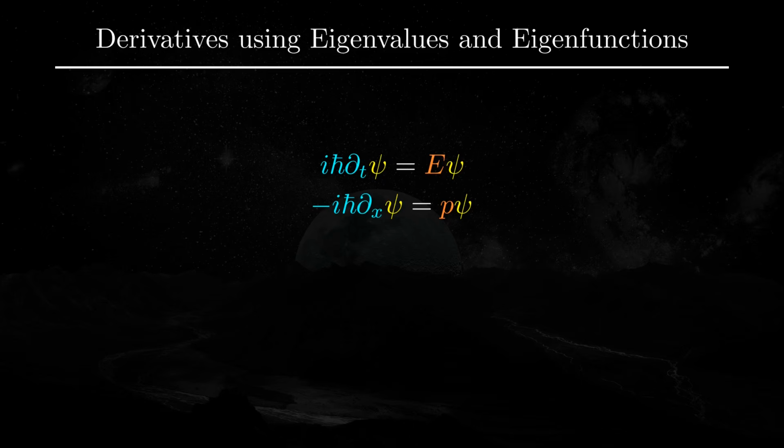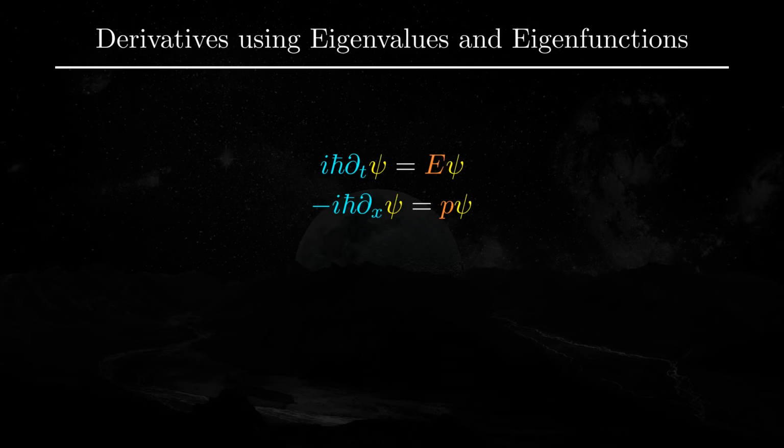So one of the core axioms of quantum mechanics is that energy is a particle's wave function waving across time, and momentum is a particle's wave function waving across space. And this is represented using this formulation of differentiation. The eigenvalues being energy and momentum, and the eigenfunction being the wave function.